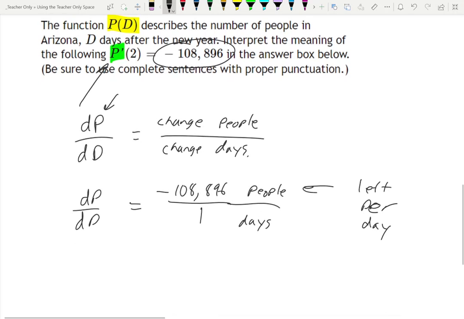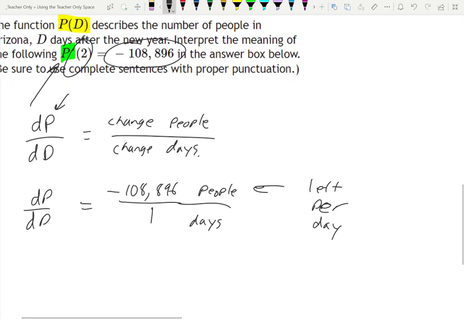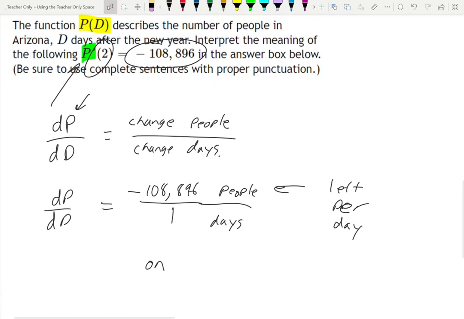Now, what does the 2 have to do with any of it? Well, that's just the description of when this was occurring. So when did we have a change of negative 108,896 people leaving? It was on the second day of the year. So on January 2nd. So we can officially say on January 2nd, 108,896 people left Arizona, which makes sense.